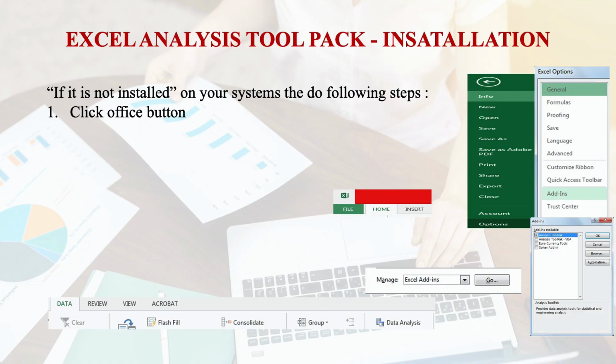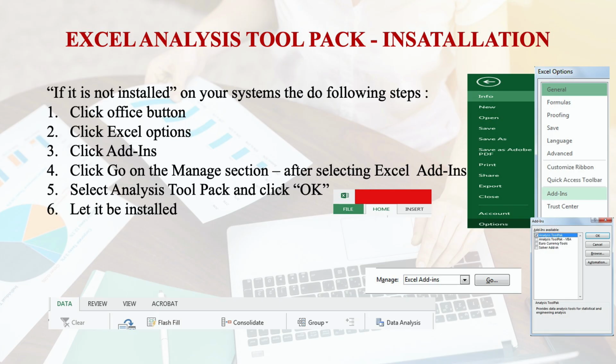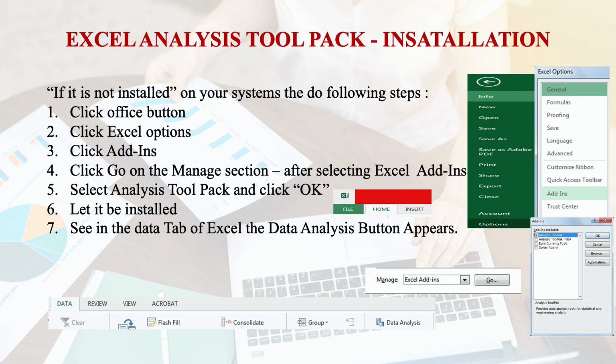Firstly, you are supposed to go to the office button and select the Excel options. After selecting the Excel options, you click add-ins. The moment you click add-ins, a window appears where you go to the manage section and select the analysis toolpack option. When you click it and press OK, it will be installed. Then you will find that within the data tab, the option of data analysis appears. Now your Excel sheet is ready to use the descriptive statistics option.